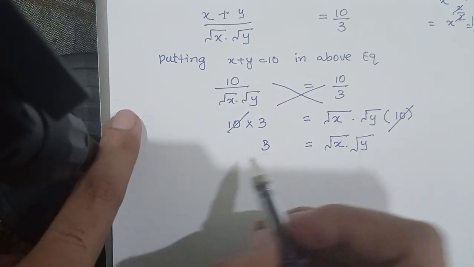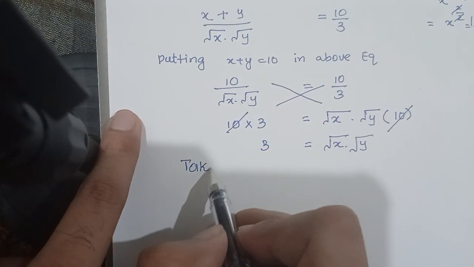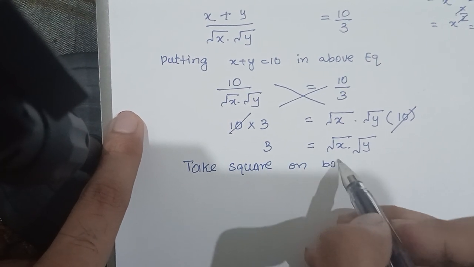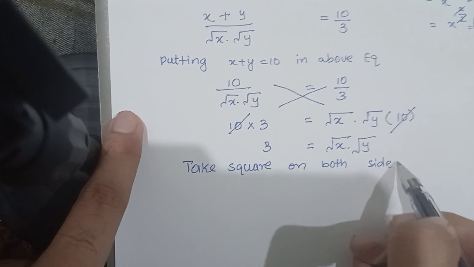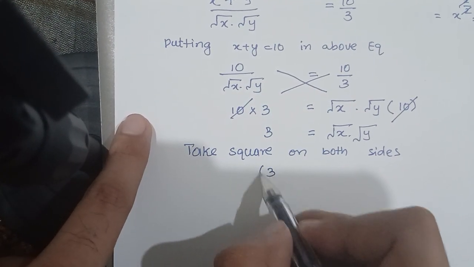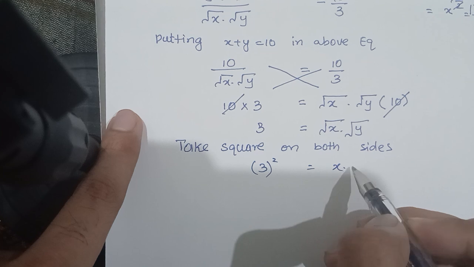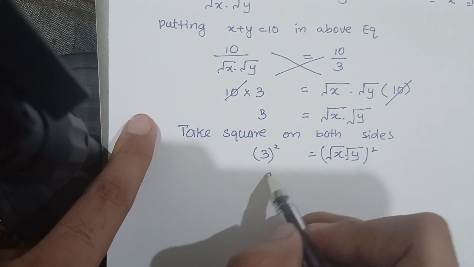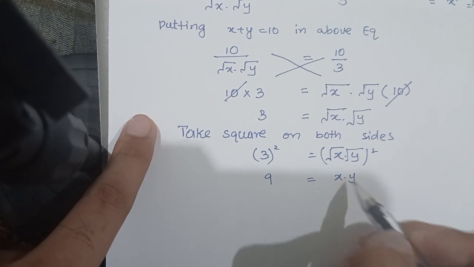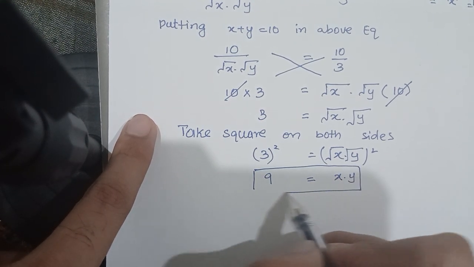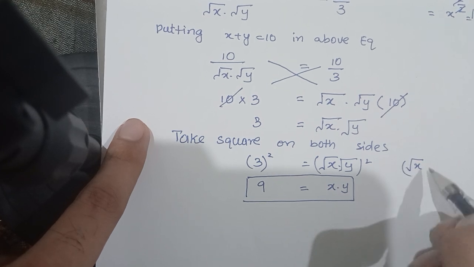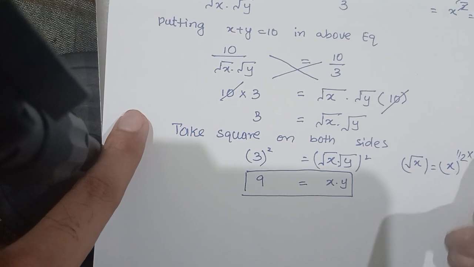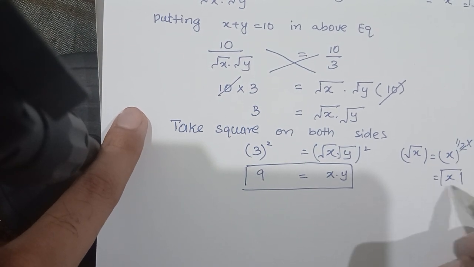Now in order to get rid of the square root, take the square on both sides. When we take squares, this will become 3 square, x dot y square root. This will become 9, and x dot y will give us the answer 9. Under root x is equal to x raised to the power 1 by 2. It will be multiplied by the square, then x will be the answer. Same in the case of y.